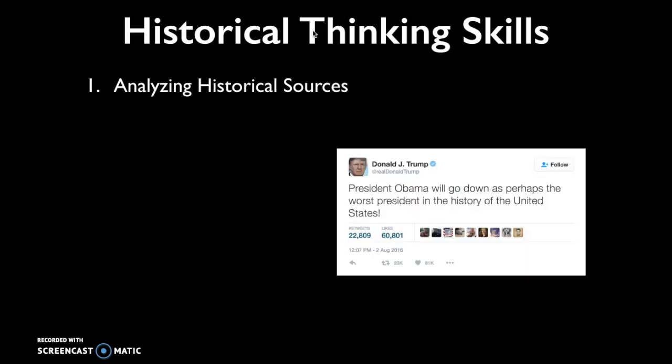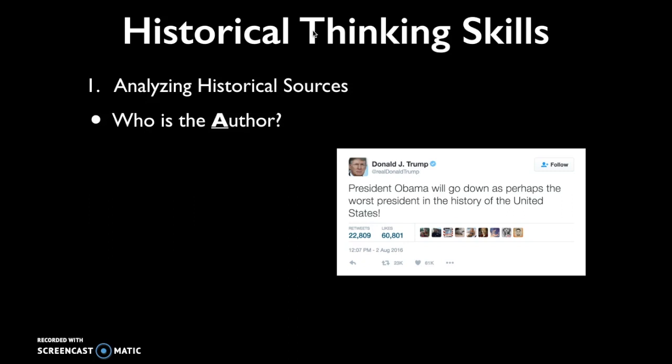So let's take, for example, this source. And again, this is not intended to be political at all, but we're just analyzing this from the perspective of a source. So this is a tweet by President Trump. It says, "President Obama will go down as perhaps the worst president in the history of the United States." This was written on August 2nd, 2016, which is in the middle of the election. What do we know about President Trump in terms of maybe his gender, his age, his ethnicity, his political ideology, and how that may have contributed to what he wrote in this particular tweet?